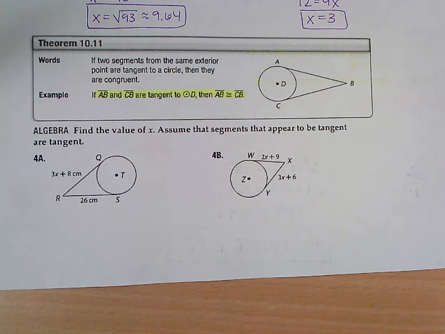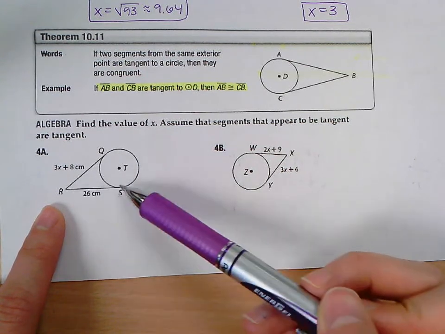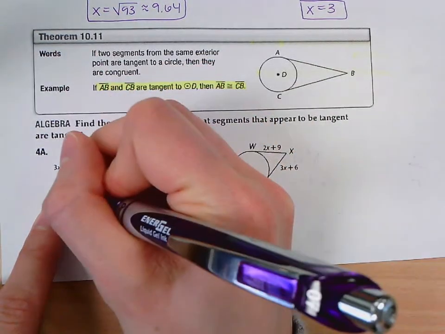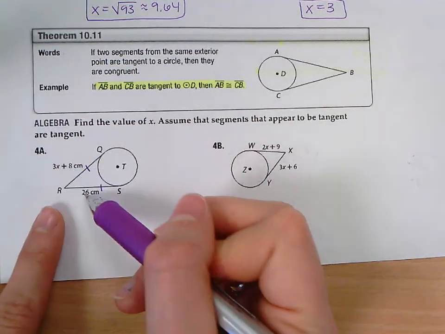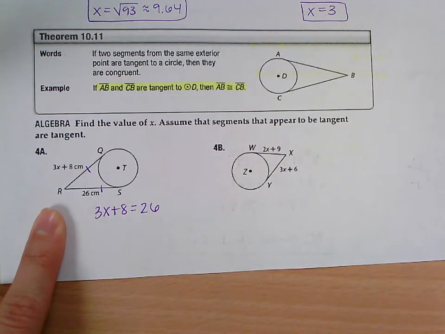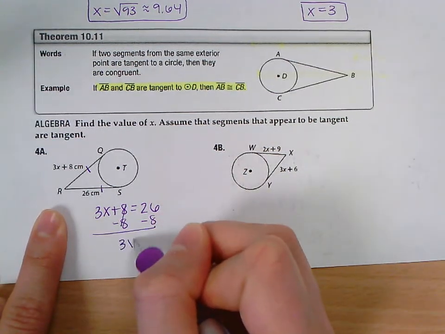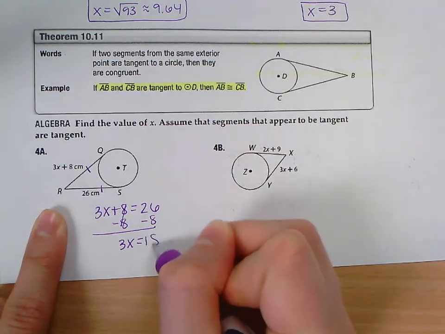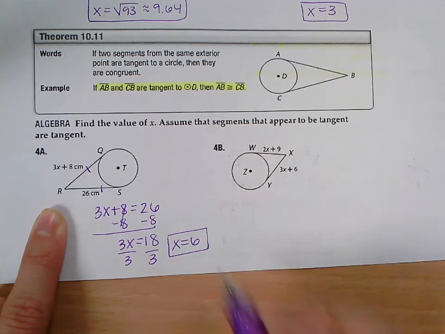So it says find the value of x, assume that segments that appear to be tangent are tangent. So in 4A, it does appear that RQ is tangent at Q, RS is tangent at S. That means since they both have the exterior point R, they are congruent to each other. So to find x, you can set them equal. So 3x plus 8 must equal 26, and solve for x. So subtract 8. 3x would equal 18. Divide by 3, x would equal 6.